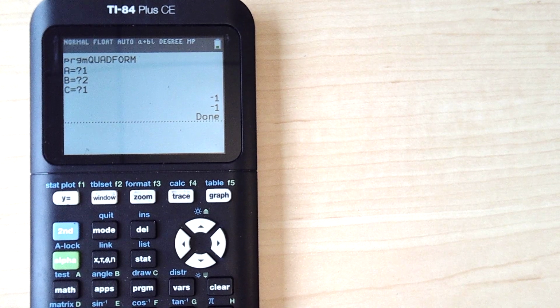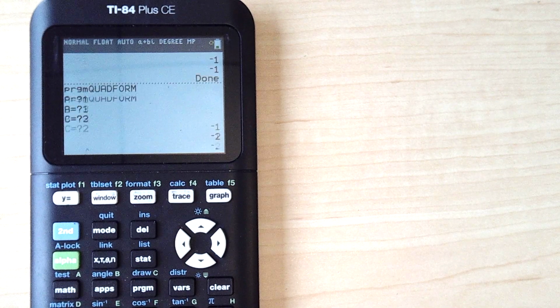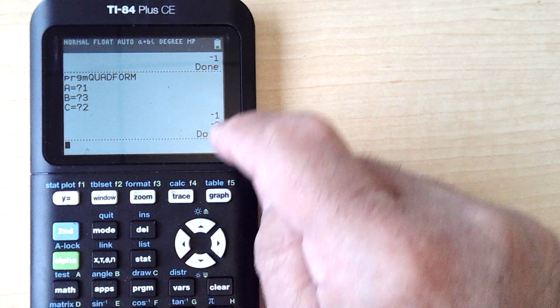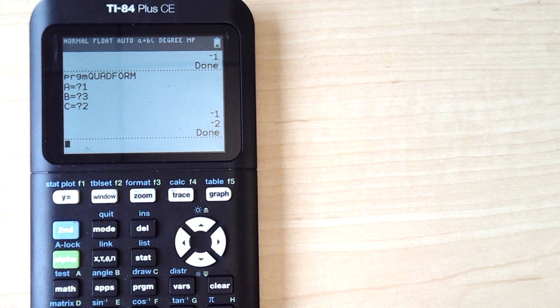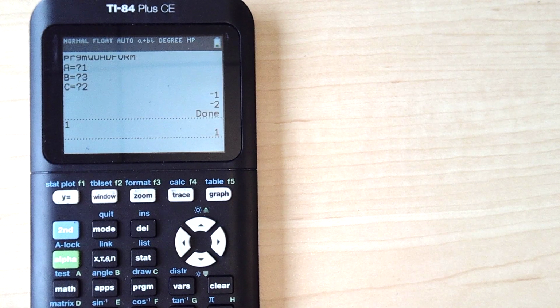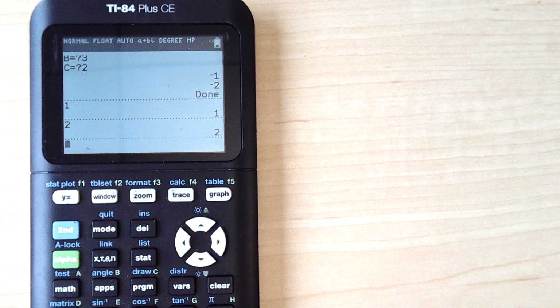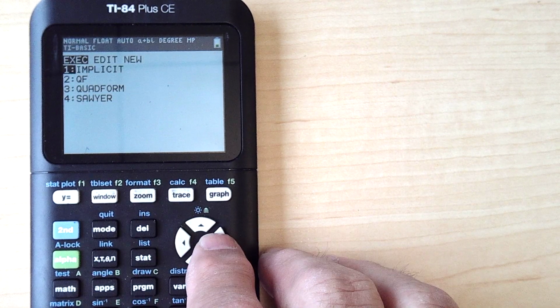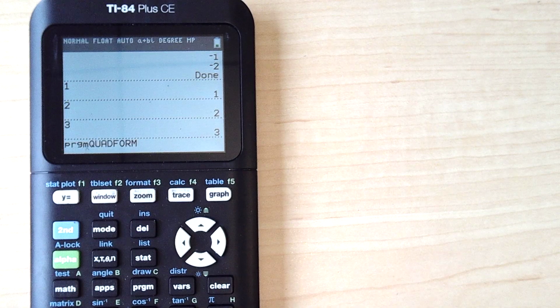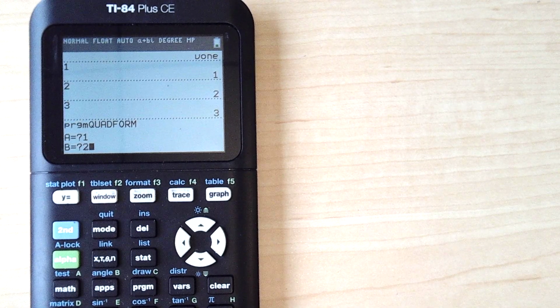Let's try another one. Enter. A, 1. Let's do 3, 2. And there's the two answers. Now, if I do one that doesn't have real answers, 1, 2, 3, oops, program, quad form, enter 1, 2, 3.